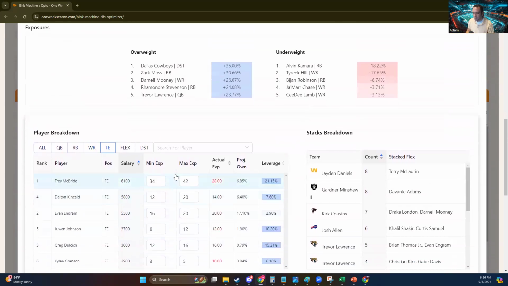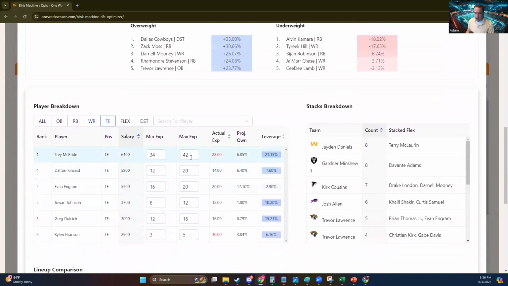Whenever you see this, and even like Trey McBride, which I had a high exposure to, but he's under, and that was made up for by a little bit higher on Kellen Granson. What this means is you have a salary problem. You are spending too much in your salary for the rostership that you're asking for.